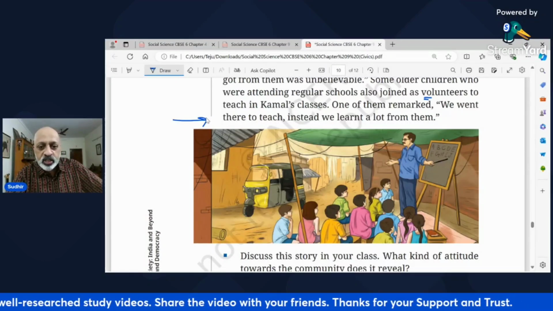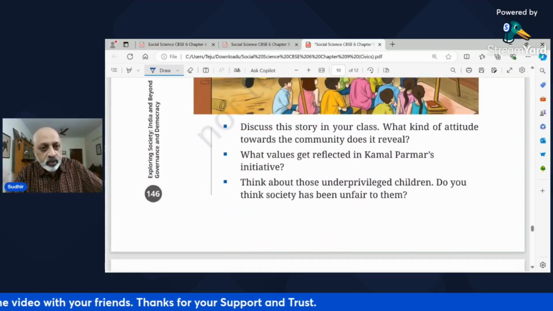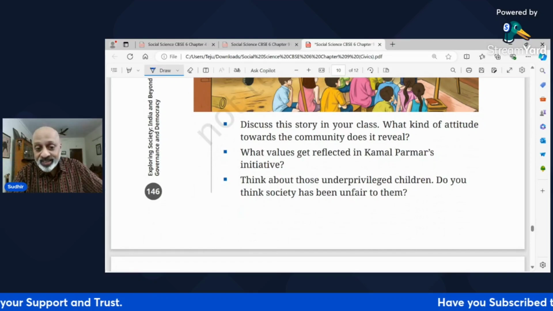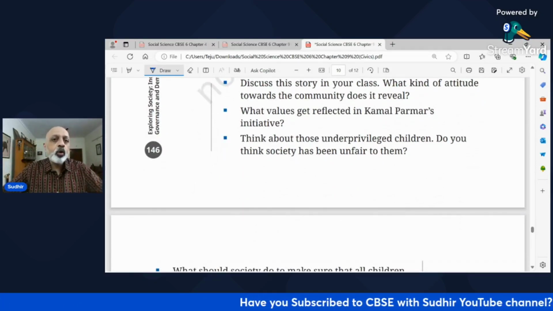So this is how he's teaching under a tent, even while there is traffic passing by. So please discuss this. What people like Kamal Parmar are doing is fantastic work, that you are able to help people who need quality education.